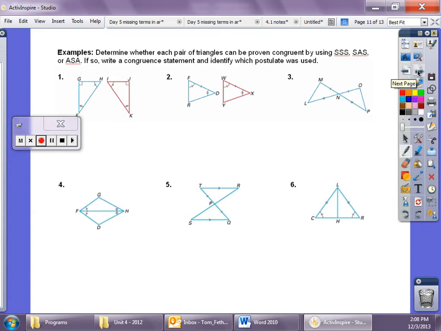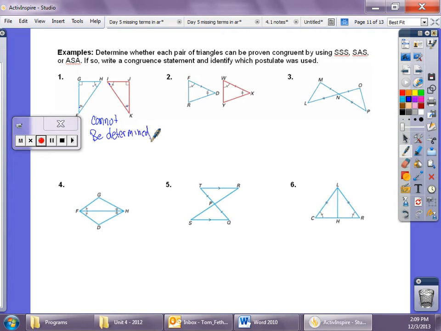So now a couple examples. So we want to see which can be proven using side, side, side, side, angle, side, or angle, side, angle. When we look at number 1, angle, angle, angle. So are these triangles congruent? It cannot be determined. We don't have an angle, angle, angle postulate, so we need one of these sides.